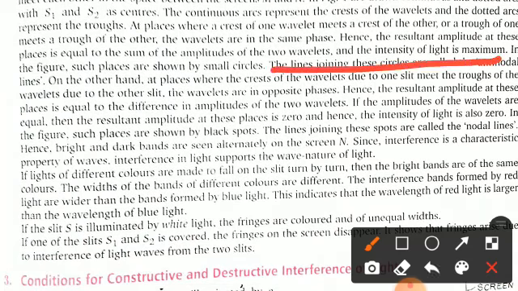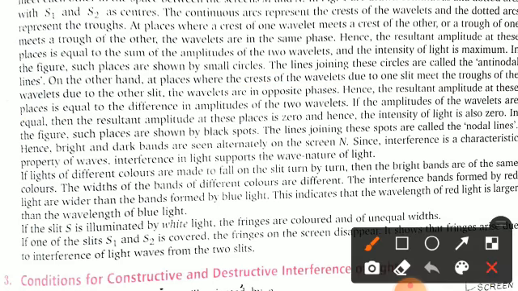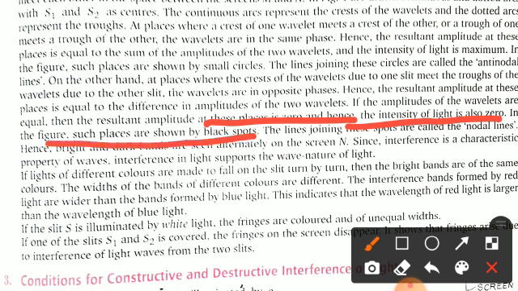On the other hand, at places where the crest of the wavelet from one slit meets the trough of the other, the resultant amplitude is equal to the difference in amplitude of the two wavelets. So if the amplitudes of the wavelets are equal, then the resultant amplitude at these places is 0, and hence the intensity of light is also 0. So in the figure, such places are shown by black spots. Now the lines joining these spots are called nodal lines. Fine, the line joining the black spots is known as nodal lines.